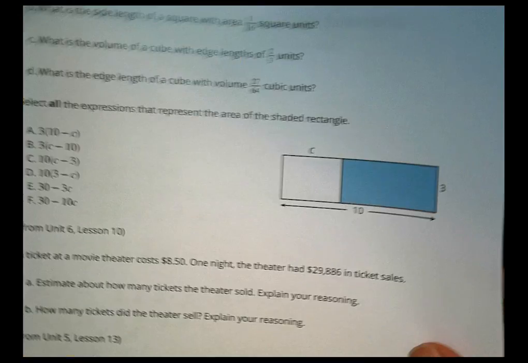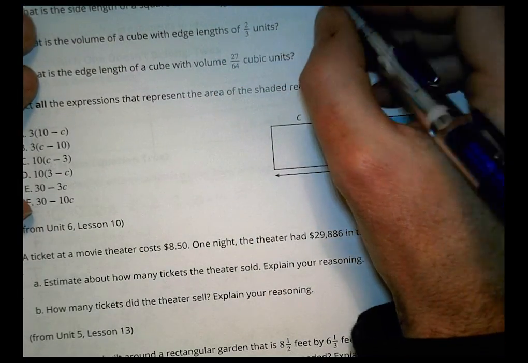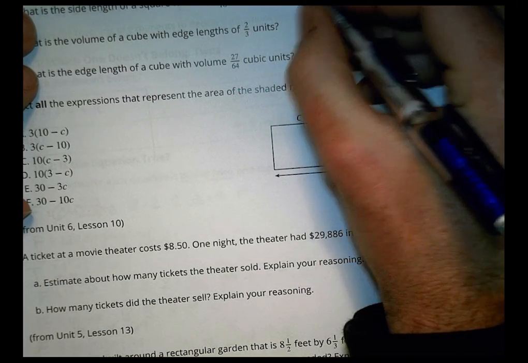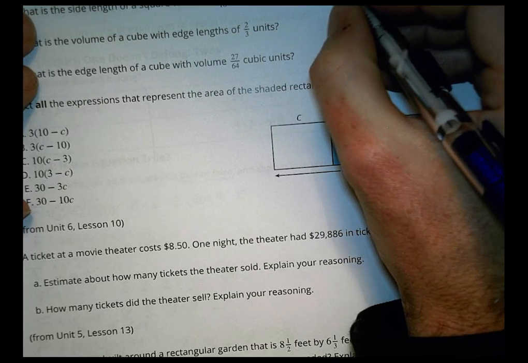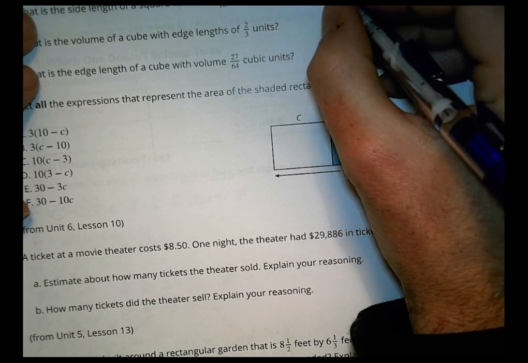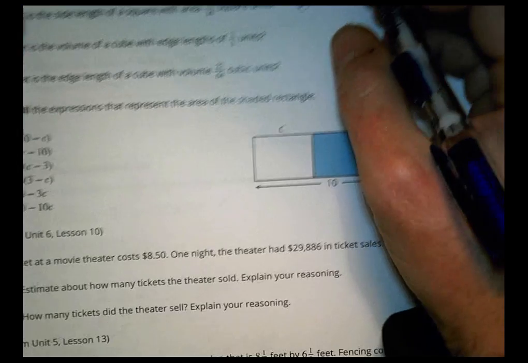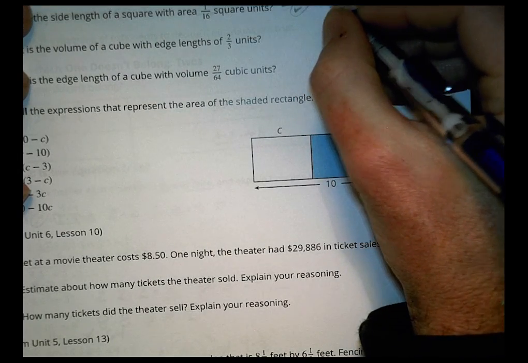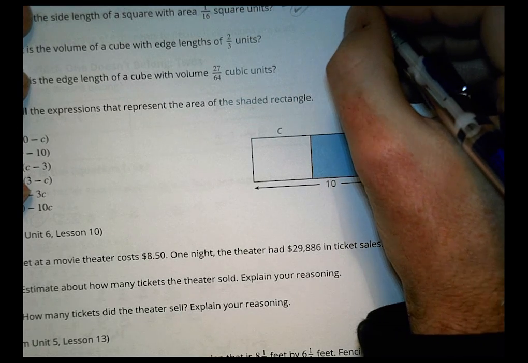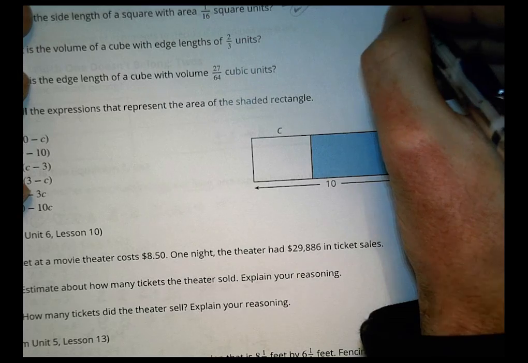All right. So the next one says, what's the side length of a square with area 1/16? Well, we're looking at it this way. We're saying, okay, we have a square, and the area on the inside is 1/16. So what numbers here and here multiply together to get you to 1/16? A way of thinking about it could be like this. 1 over what number times 1 over the same number equals 1 over 16.